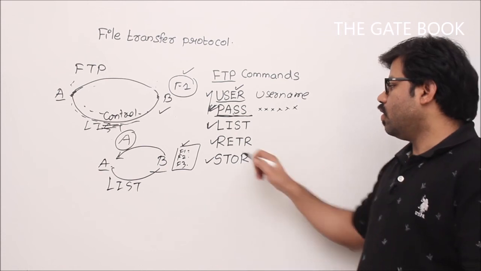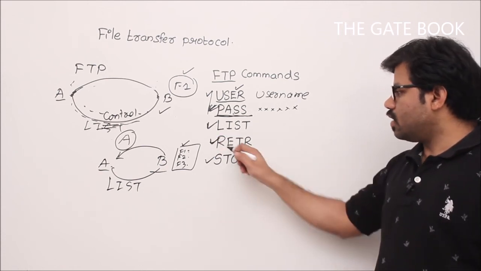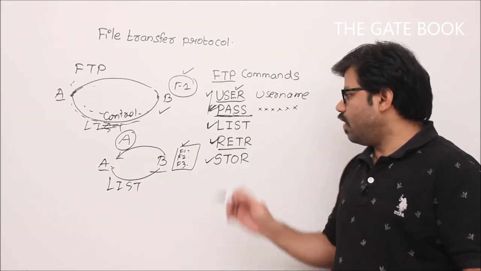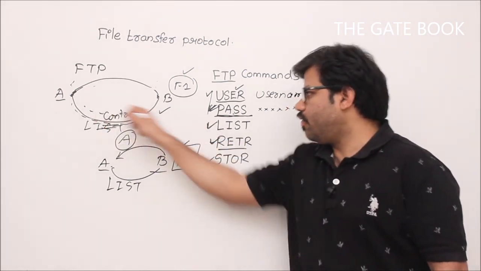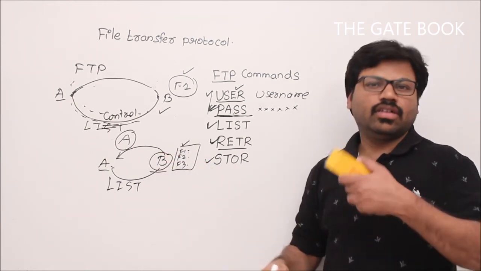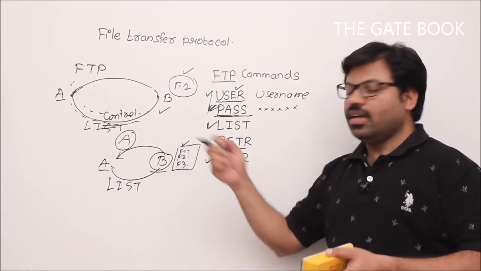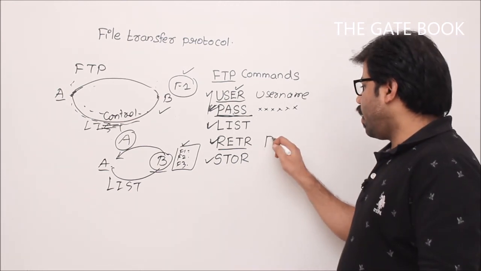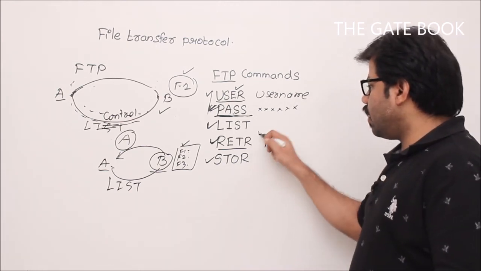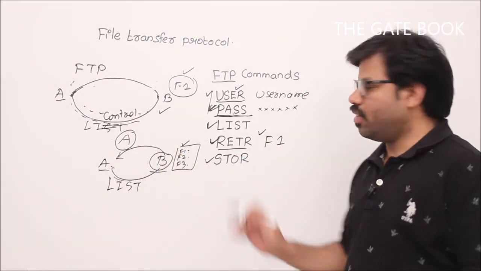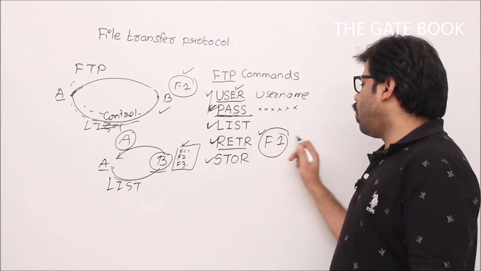Okay, now retrieve. Here retrieve is used to retrieve data. That means whenever someone says retrieve, the other party should respond with the file which has to be retrieved. Example, let's say retrieve file number 1. Whenever this is initiated by A, then B has to send that file to A. So here it is retrieve followed by the file name.